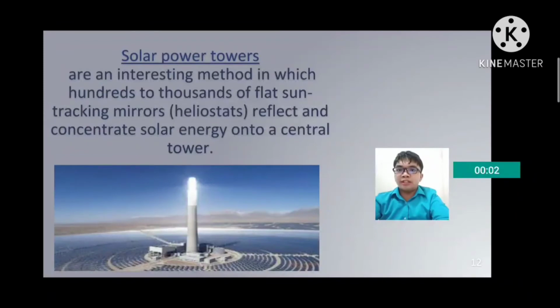Now, let's discuss the solar power tower. It is an interesting method in which hundreds to thousands of flat tracking mirrors reflect and concentrate solar energy onto a central tower. As we see in the picture, it is currently happening, and in the next slide I have prepared a short video that explains the operation of the solar power tower and how it produces electricity. So let's jump ahead.